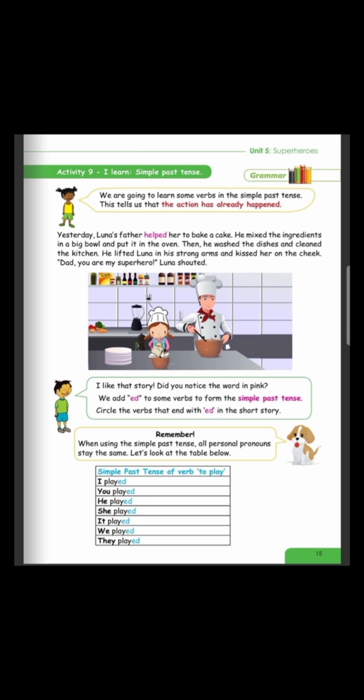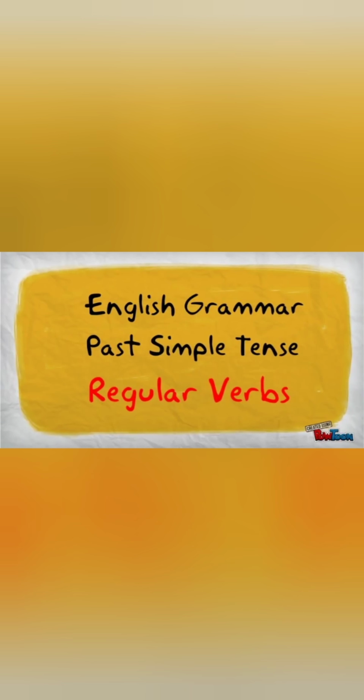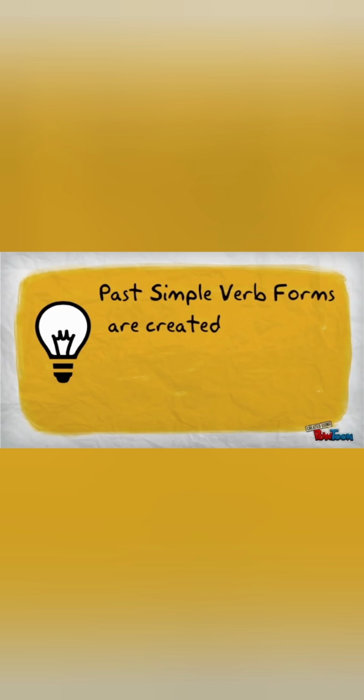Page 15 of the book. Follow with me. Activity 9. I learn simple past tense. So today we are going to learn the simple past tense. What is the simple past tense? Let us find out together. Past simple verb forms are created by adding E and D in the end of the verb.